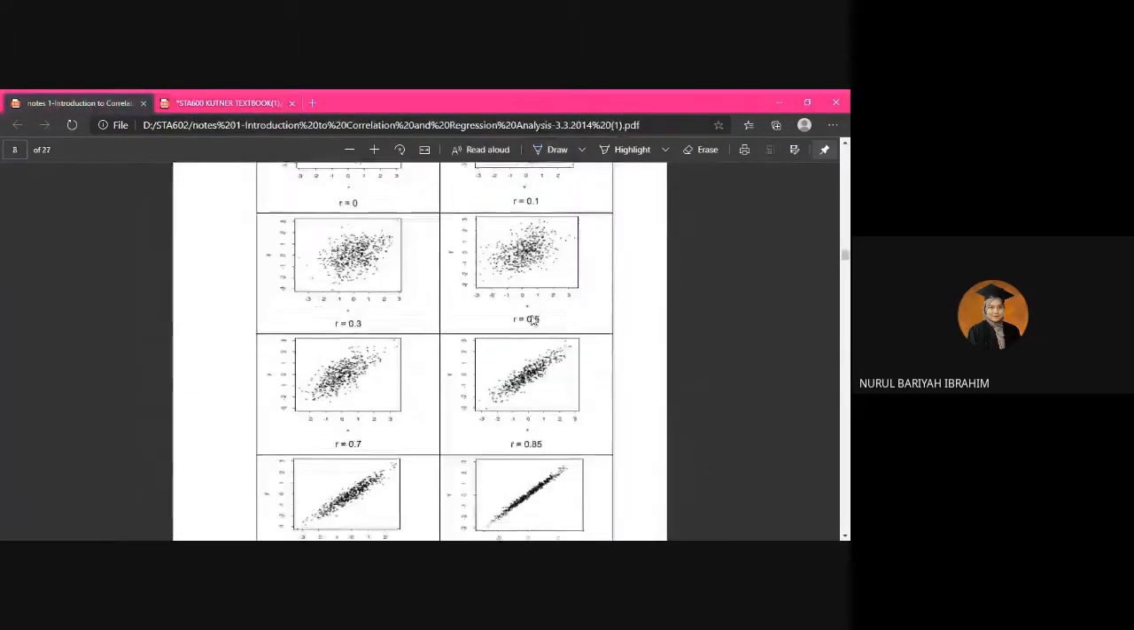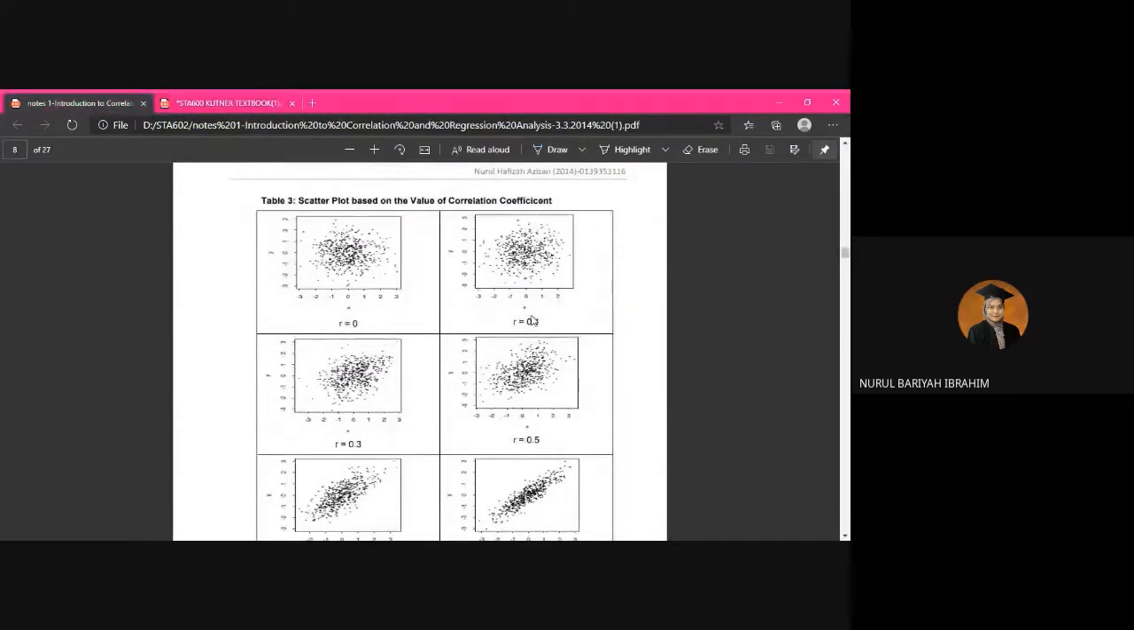Okay, I want to show the plot when we draw the scatter diagram and when we calculate the value of R. Okay, let's say, look at this diagram.